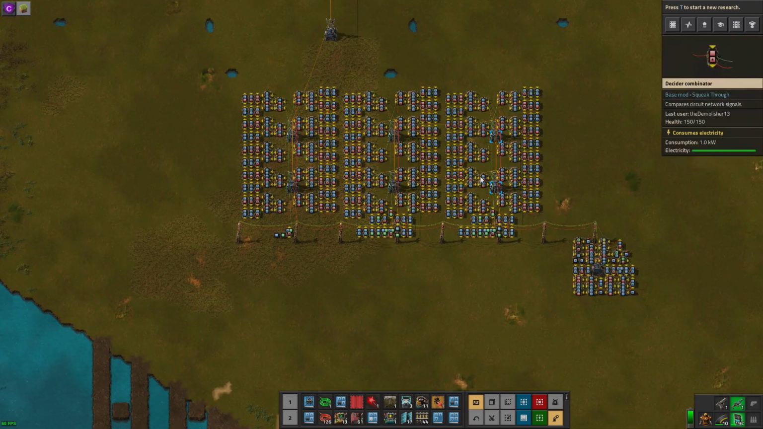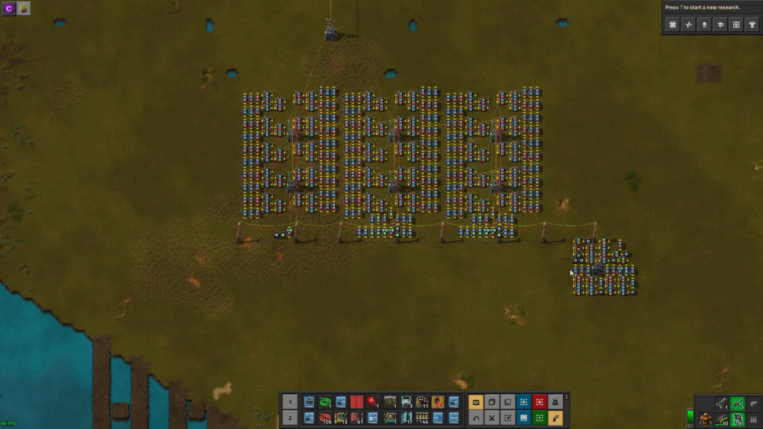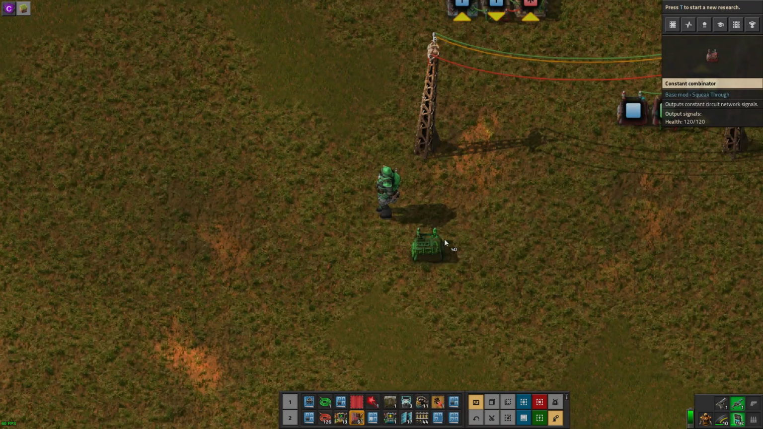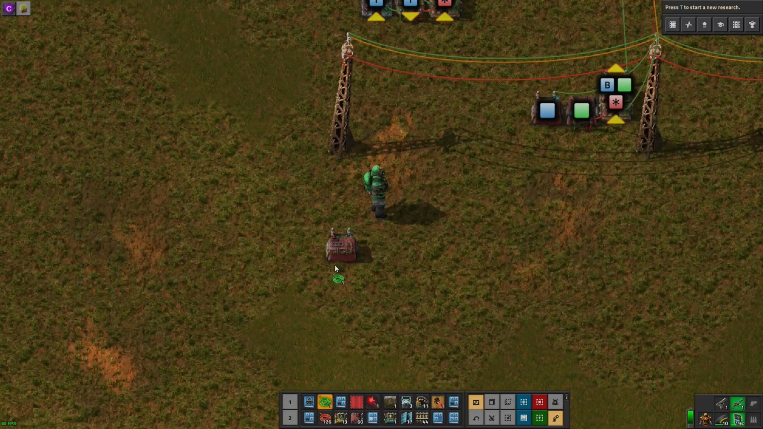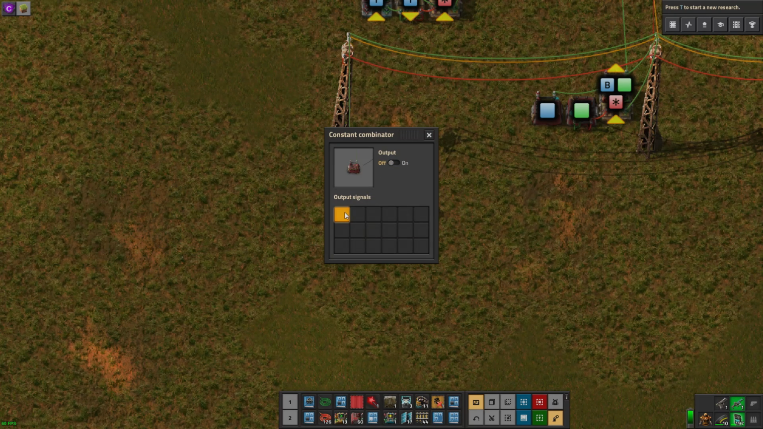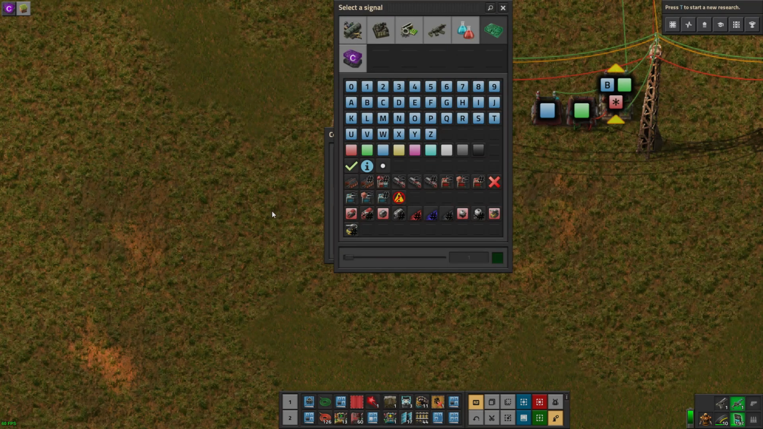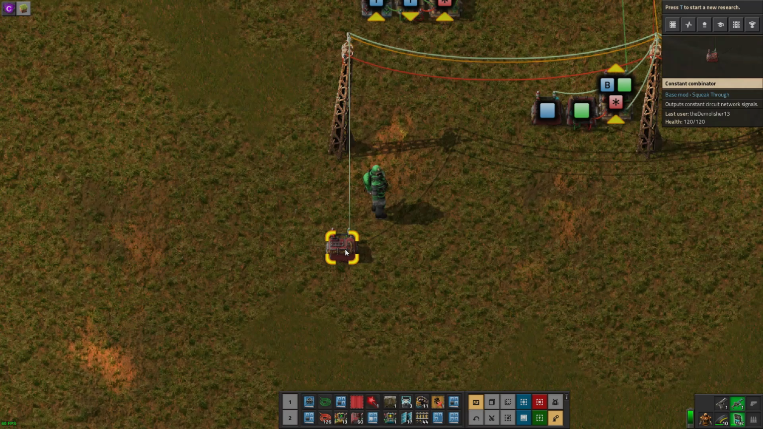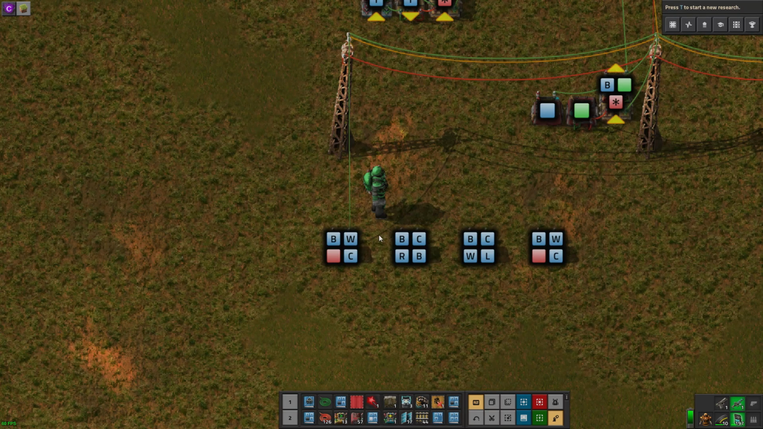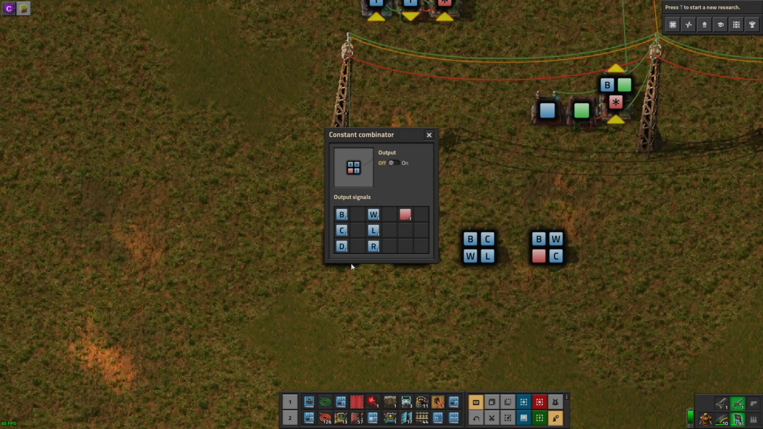So here we have a total of 30 memory cells plus a search engine. Now, for how to interface with this, right now I'm going to use a constant combinator. Because why not? Give me a moment, I am going to get you all the different signals on how we interact with this system. And I'm back.